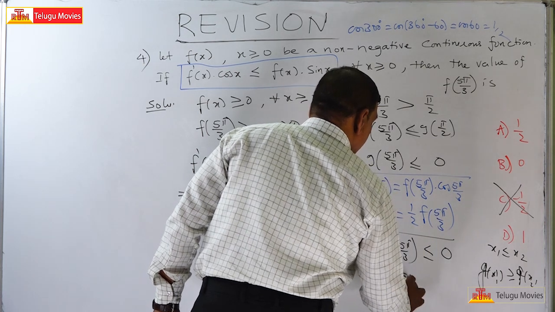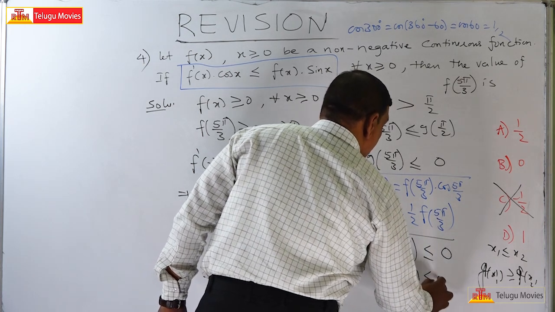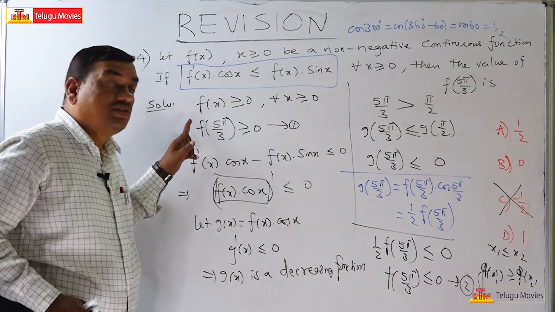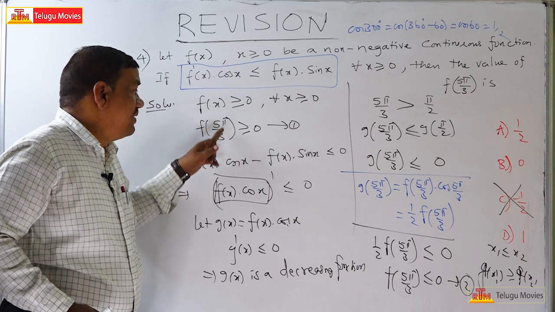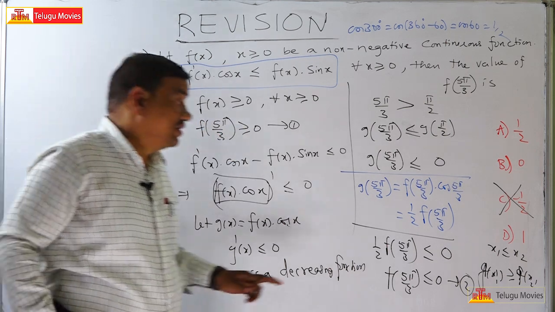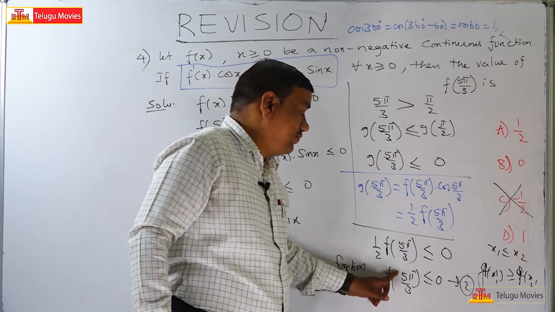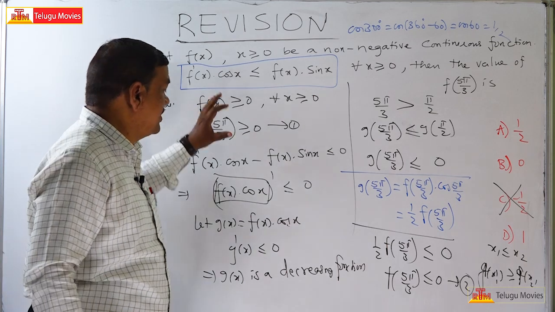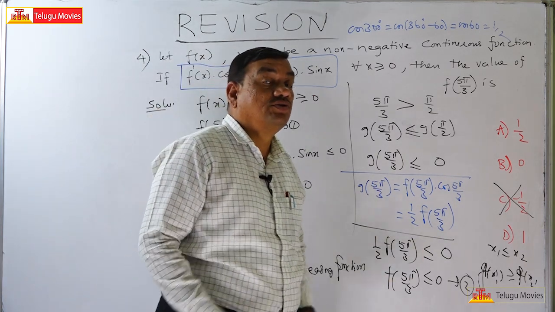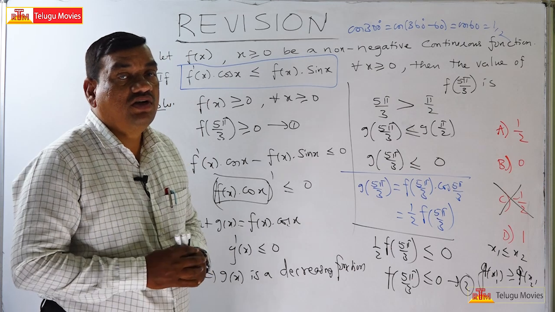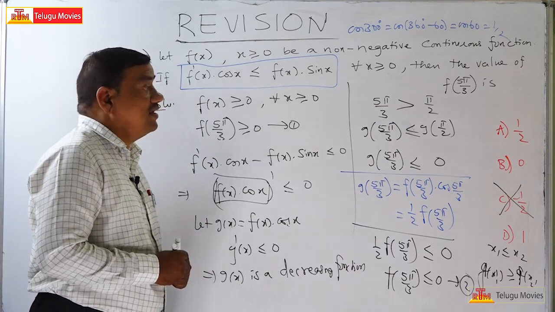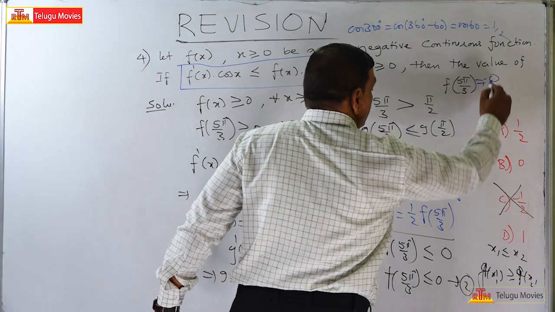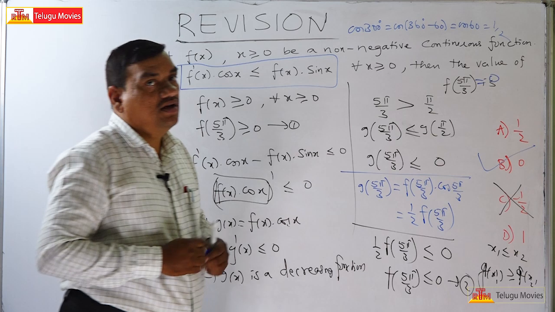So f of 5 pi by 3 less than or equal to 0, called the second equation. See the first equation, f of 5 pi by 3 is greater than or equal to 0. See the second equation, f of 5 pi by 3 is less than or equal to 0. So what do you observe here? It is greater than or equal to 0, it is less than or equal to 0. Both inequations will be satisfied only when f of 5 pi by 3 is equal to 0. Therefore, its value is equal to 0. Option B is the correct answer.